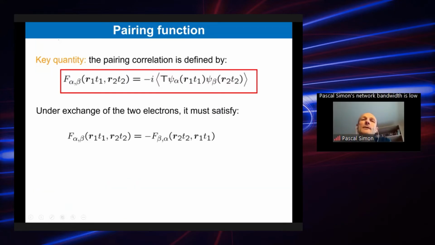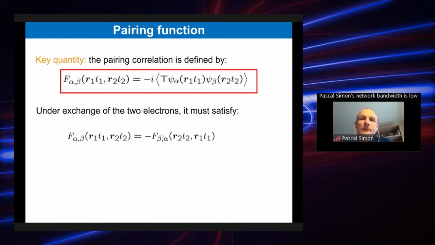So, let's go back to superconductivity, and one of the key quantities is the pairing function, which is defined by these equations. So the pairing between two electrons, one at position R1 and time T1, and another electron at position R2 and time T2. And under exchange of the two electrons, it must satisfy the Pauli principle.